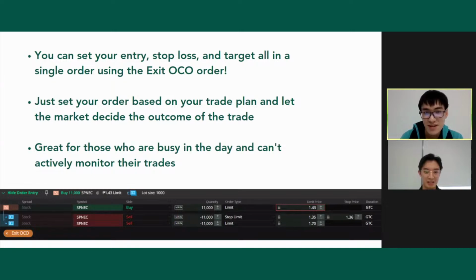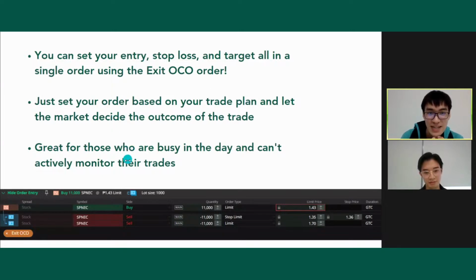So, this is best for those na may trabaho, di ba? Di nila ma-monitor yung trade nila. So, gagawin mo na lang is you set your buy, your stop loss, your take profit. Tapos yun na. Let the market decide kung it will hit your target or it will hit your stop loss first, right?